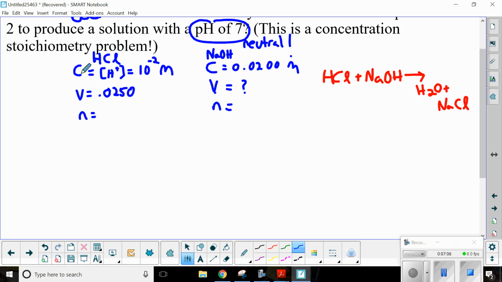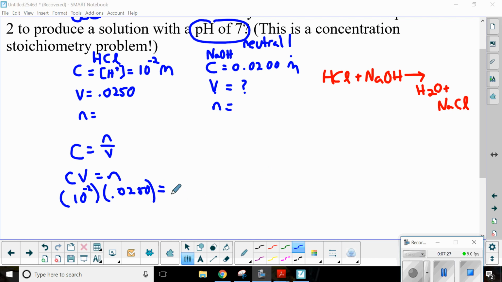So I'm going to come over here to my HCl and say C equals N over V, or CV equals N. Concentration is 10 to the negative second. Volume is 0.0250. And I'm going to solve this out. And I get my number of moles to be 0.00025. And everything's with 2 sig figs here. So my number of moles here is 0.00025. So my number of moles over here with sodium hydroxide is also 0.00025.